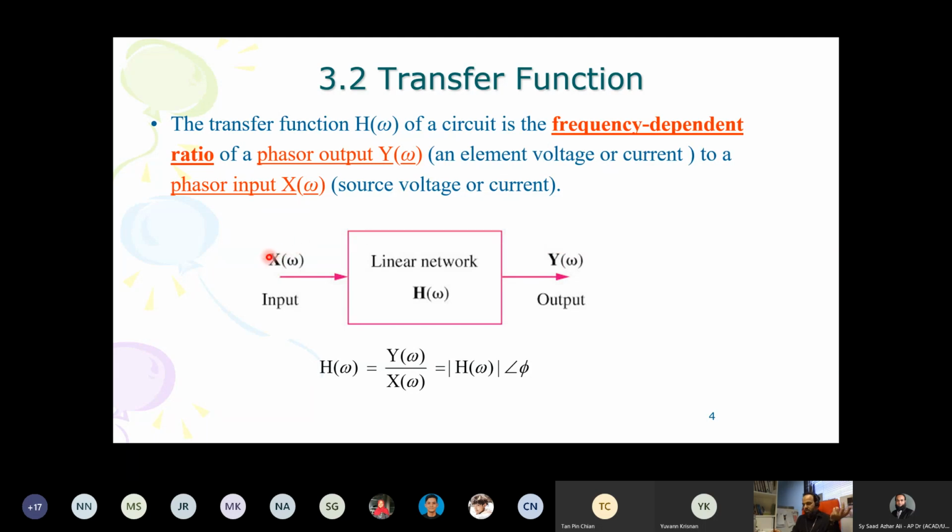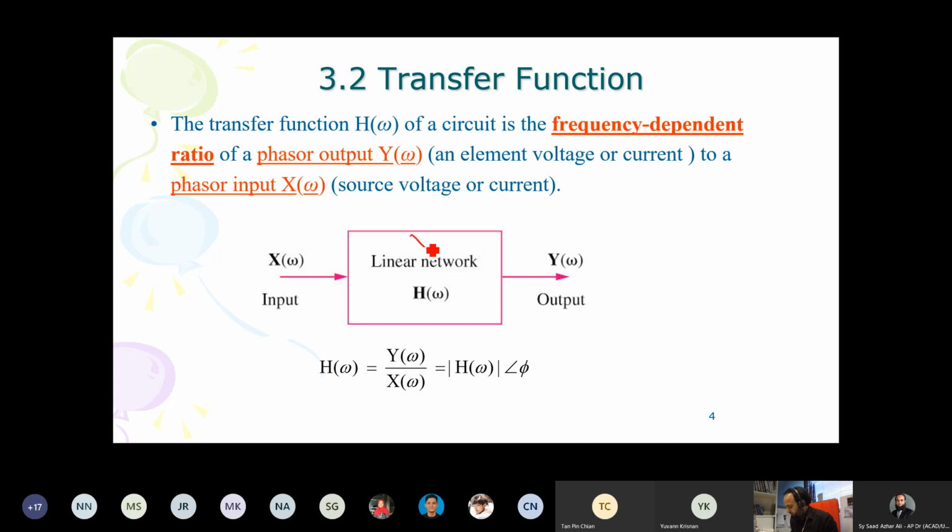So the thing is, once we have the transfer function, it's like we know what the system is. Let me take a very simple example. Let's say this is a multiply by 2 circuit.